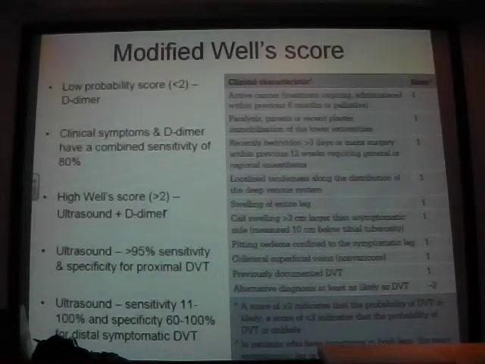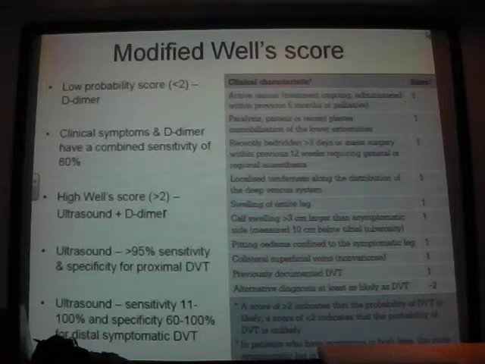Okay, so you've got all of the criteria there on the right. Essentially, if anybody gets a score less than 2, you should do a D-dimer. If the D-dimer comes back as raised or positive, then they should have an ultrasound. So clinical symptoms with a D-dimer have got a combined sensitivity of about 80%.